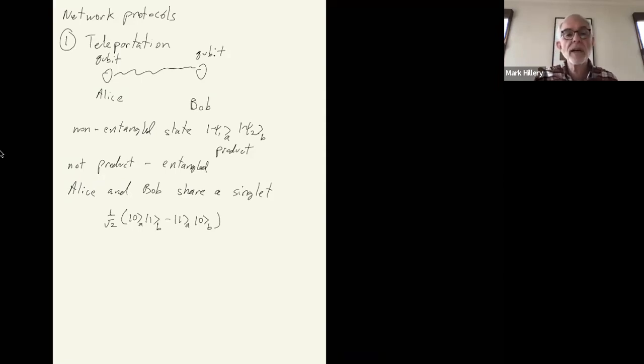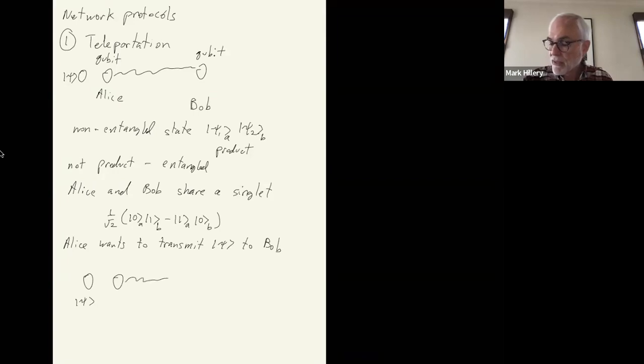So we've got Alice and Bob sharing our singlet state, and Alice has another state, which I'll call psi. And she wants to transmit psi to Bob. So the question is, how is she going to do that? It turns out that Alice doesn't even have to know what psi is with this procedure. So what she does is she takes her two qubits. Alice has the two qubits: she's got psi, and she's got the one that's connected to Bob. So this is Alice here. What she does is she measures her two qubits in the Bell basis. Okay, so the Bell basis looks like this.